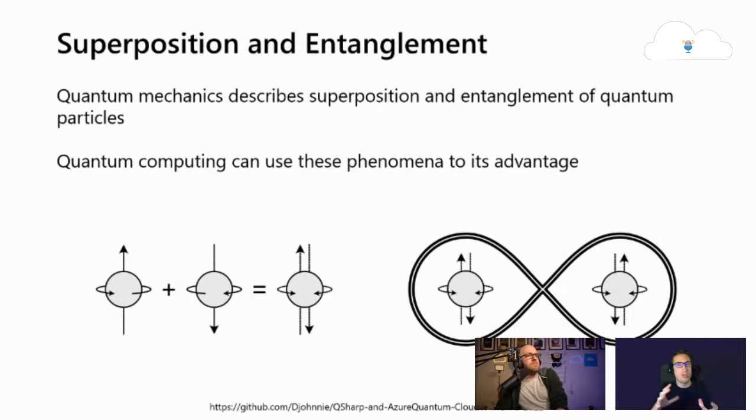On a macroscopic level, this doesn't really work. Things have a certain property or a certain color or a certain smell, and it's only going to be that state. It's never going to be multiple states at the same time.